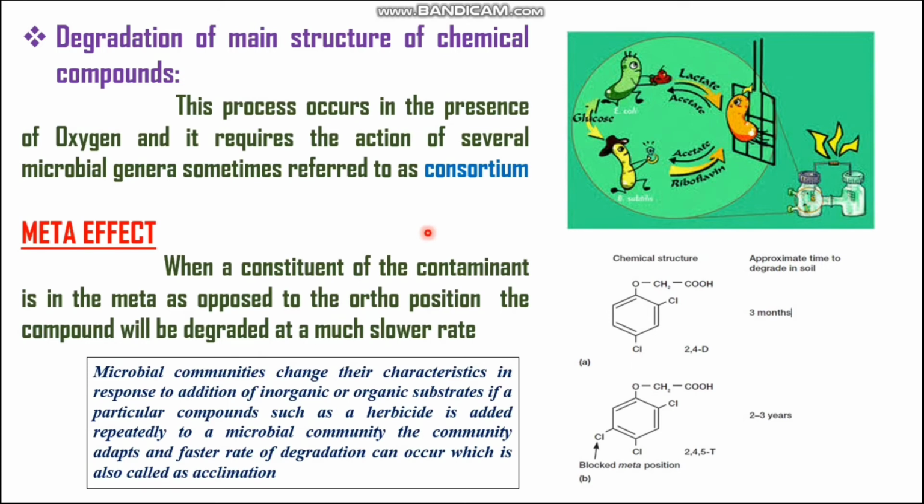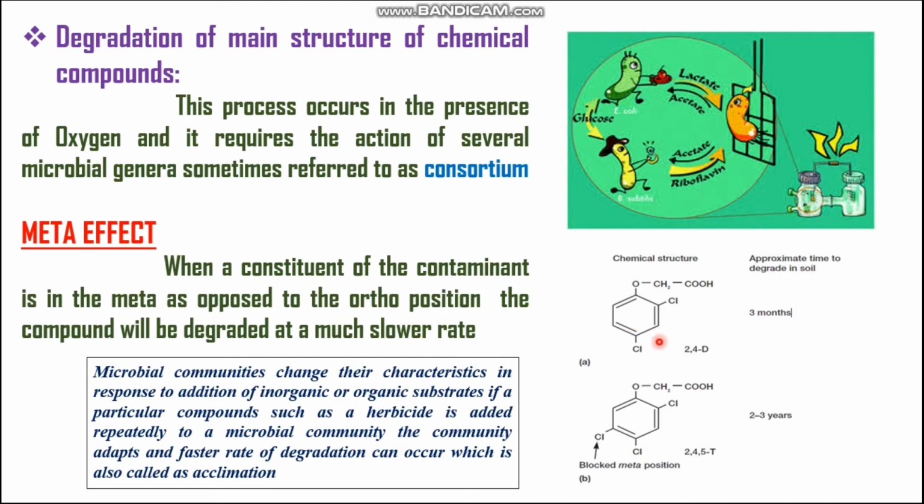And next let us discuss the meta effect. So what is the meta effect? If you see, some microbial populations can degrade only a few isomers of a chemical compound. If the isomers which are not easily degradable by the microorganism are present, then it is very difficult for the bioremediation process to occur. You can see an example of this meta effect in the image shown on the screen.